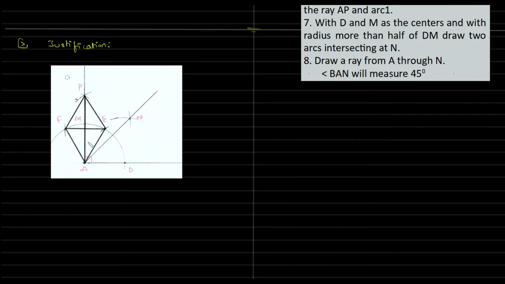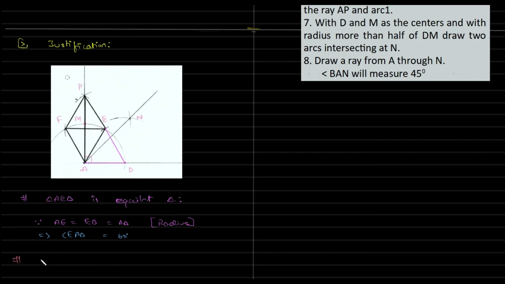Write a few steps. So beginning with triangle AED. Triangle AED is an equilateral triangle. That's because AE, which is equal to ED, which is equal to AD, all of them are radii. So with this in mind, we can tell angle EAD is 60 degrees.